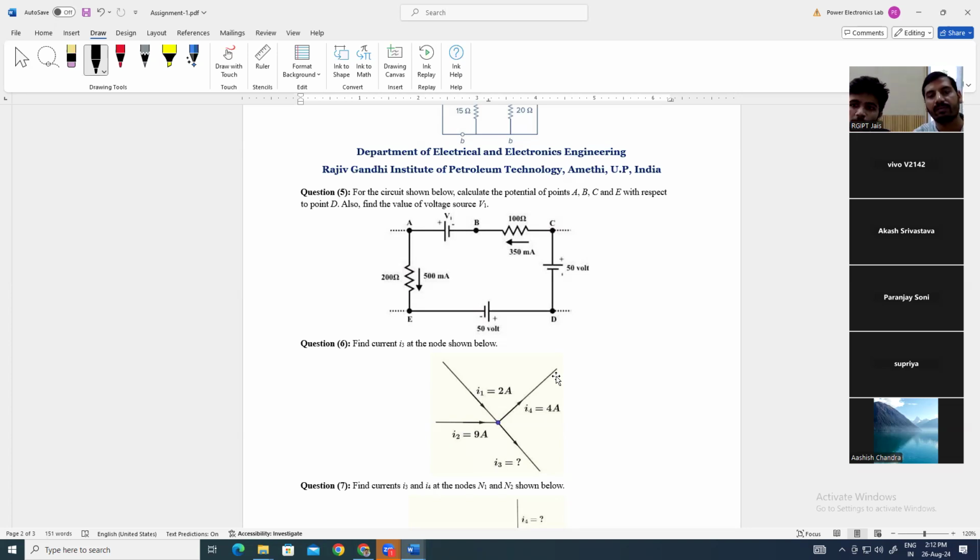It's one single loop. I hope everyone knows the difference between a loop and a mesh. Yes, sir. So what's the difference between a loop and a mesh, Apur? That's all right. You don't need to Google it. Okay. I can also answer.